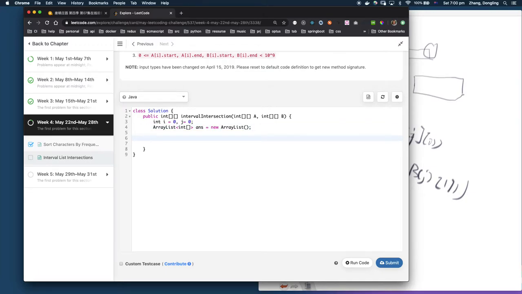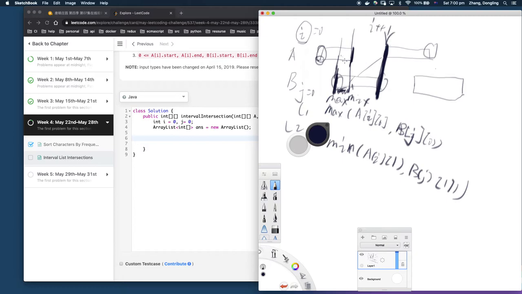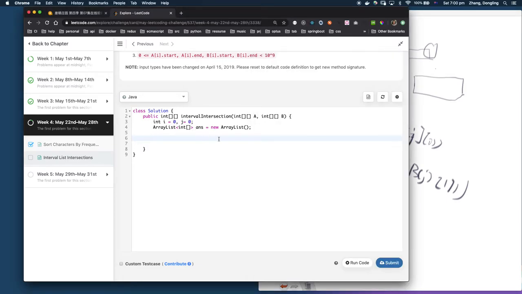Then we're going to loop. Once we find any intersection, we just push it into our answers. So just write a while loop: I smaller than A dot length and J smaller than B dot length. Because we're going to find the intersection, we definitely need both of them to have a value. After the loop finishes, you just return the answers toArray.